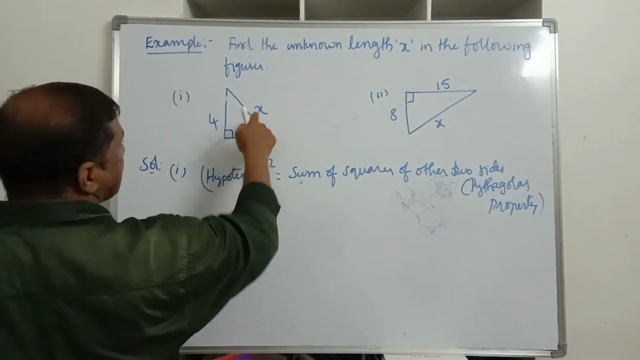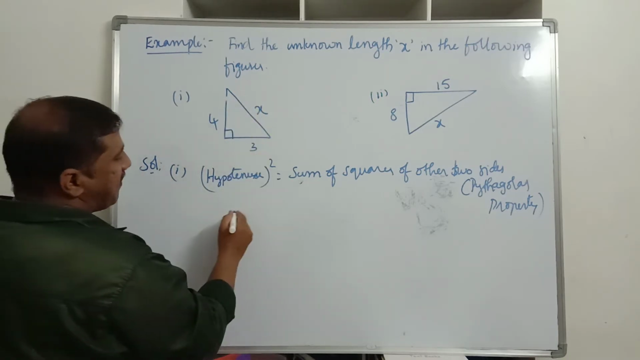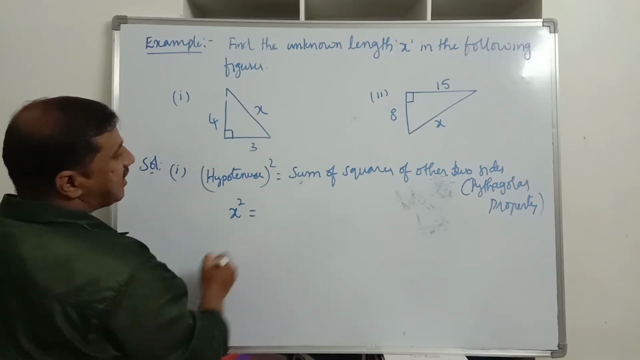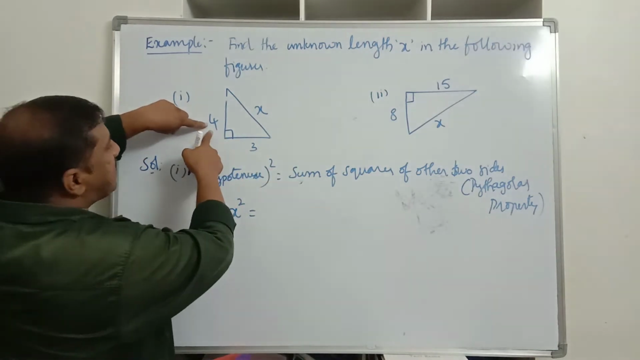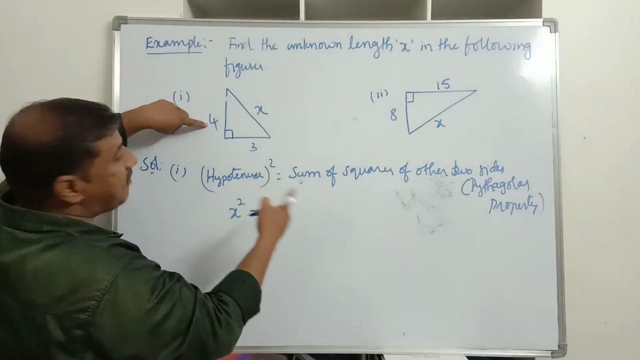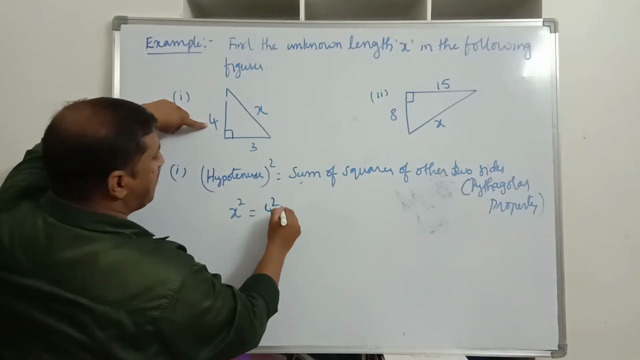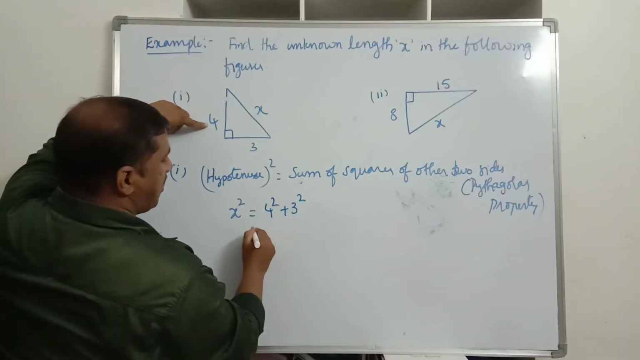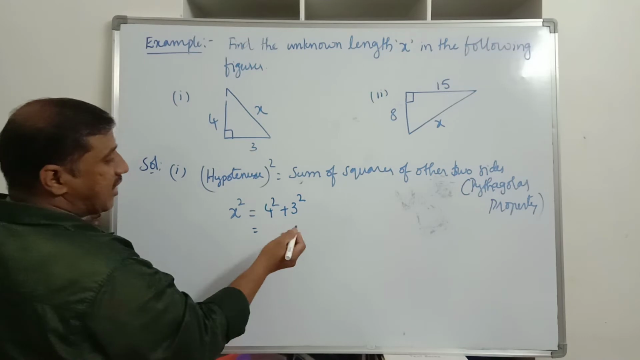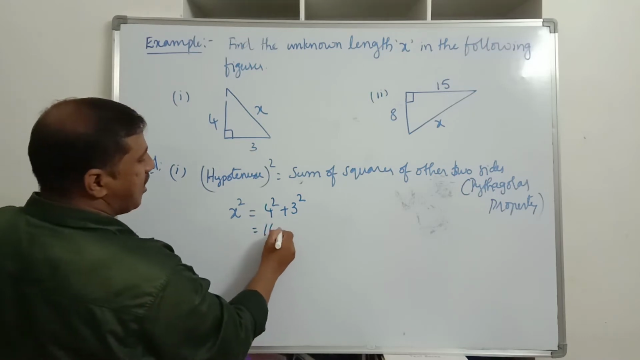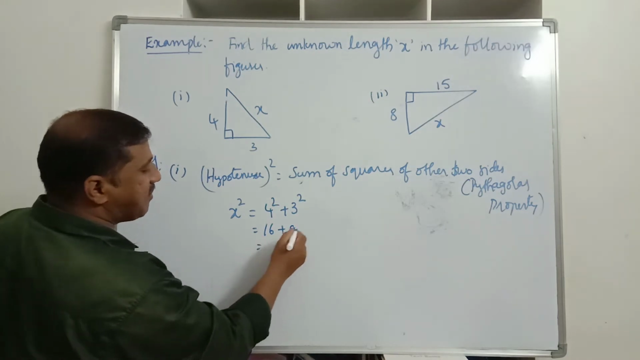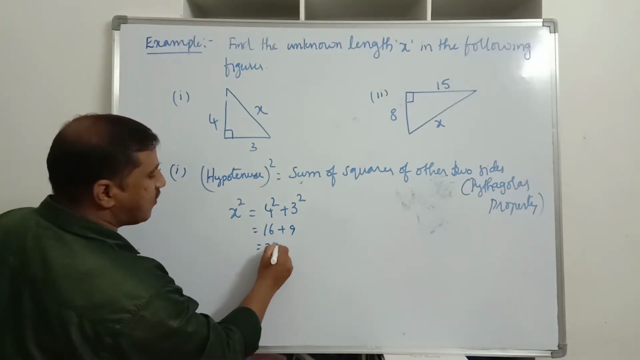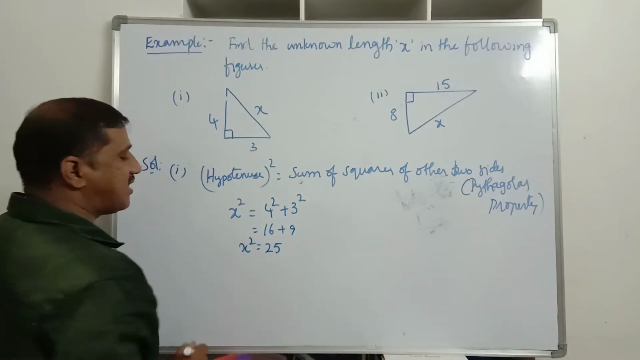Here hypotenuse is equal to what? X. Hypotenuse square means it is x square, that is equal to the sum of squares of the other two sides. What are the other two sides? 4 and 3. Square means 4 square plus 3 square. That is 4 square is 4 into 4, 16, plus 3 square means 3 into 3, 9. 16 plus 9 is equal to 25. X square is equal to what?